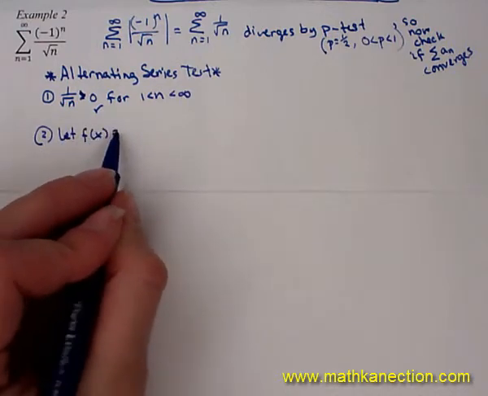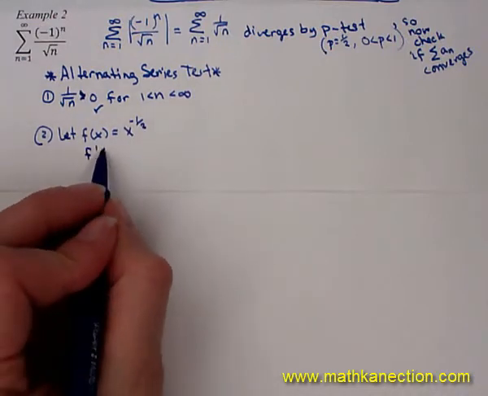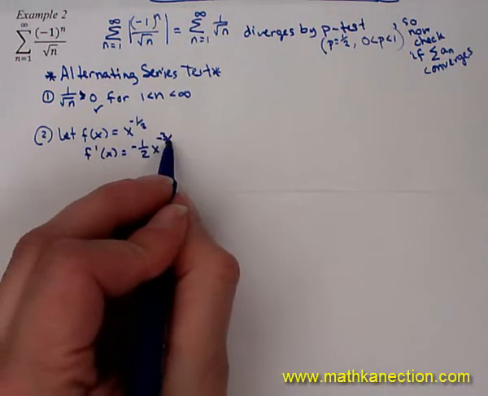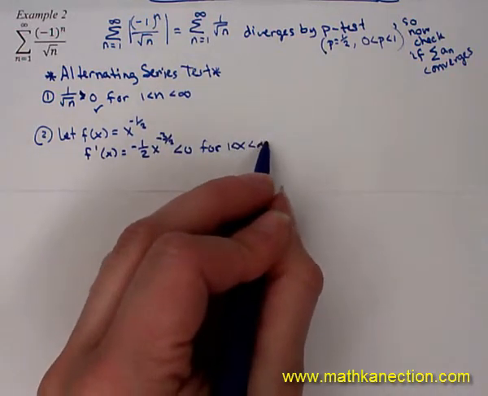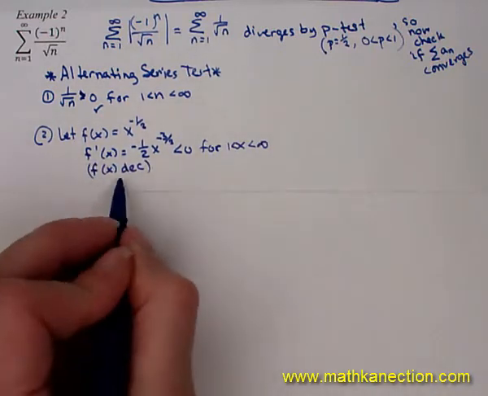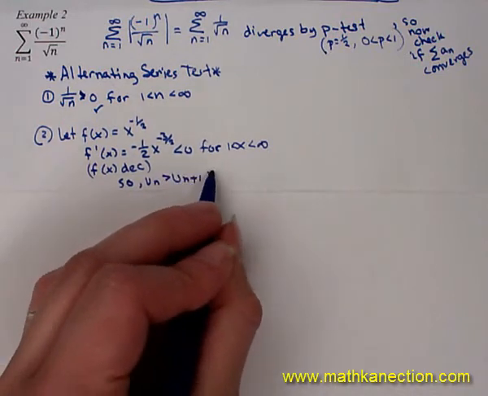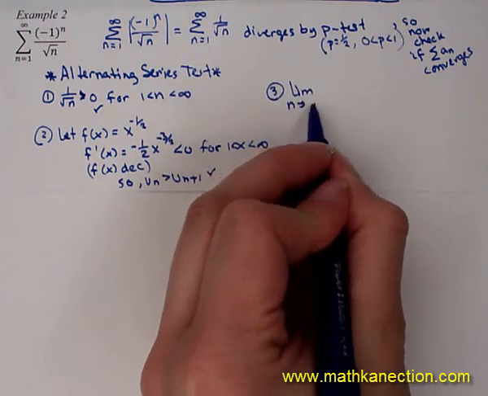Checking the second condition, let f of x equal the u sub n term, so x to the negative 1/2. Taking the derivative, we get negative 1/2 x to the negative 3/2. And we know that's going to be less than 0, or negative, for any value of x between 1 and infinity. And so what that means is that the function is going to be decreasing, and so the u sub n term will be bigger than the u sub n plus 1 term. So the second condition checks.